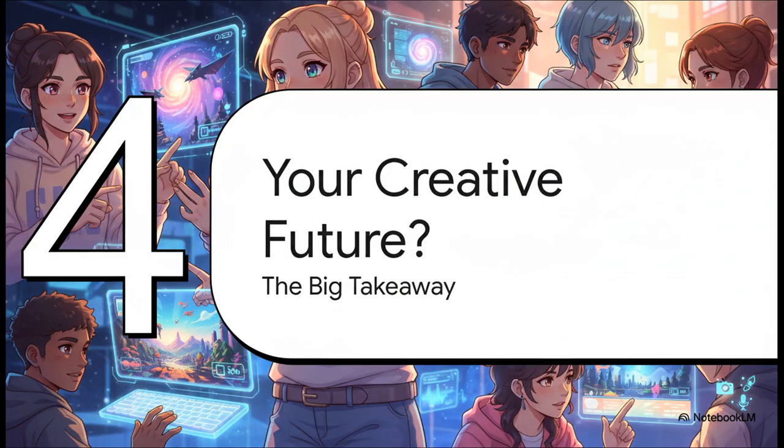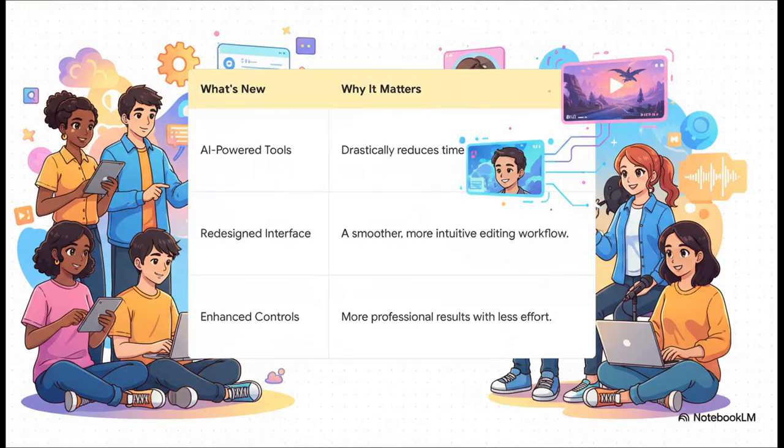So, we've seen a total redesign, we've seen some seriously powerful AI. What does it all mean? What's the big takeaway here? Because this isn't just about new buttons and features. This is a huge signpost for where content creation is headed. So let's just boil it all down, right? What really matters here? The AI tools, they're going to save you a ton of time. The new interface, it just makes everything feel smoother, easier. And those new controls, you're going to get pro-level results with way less of a headache. It's pretty much a win-win-win.